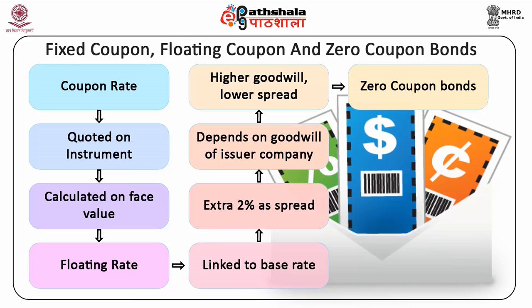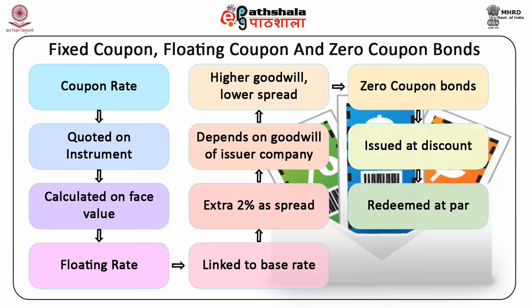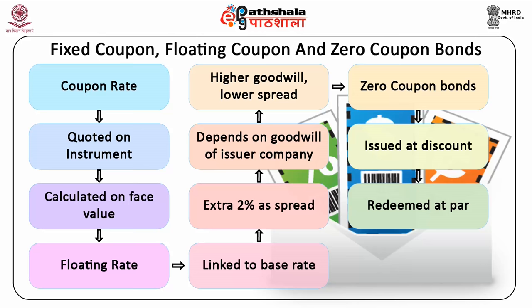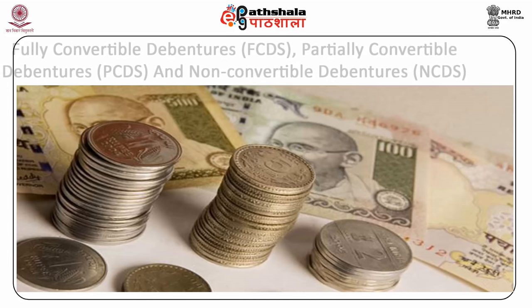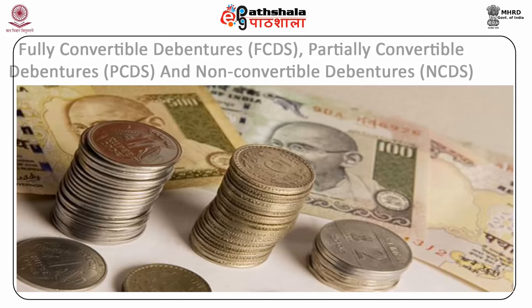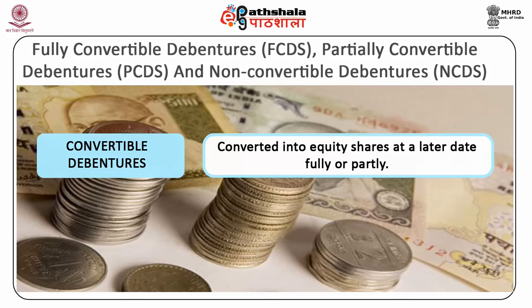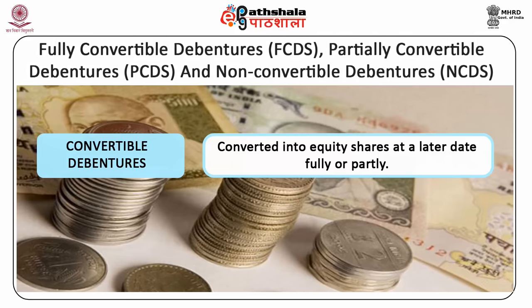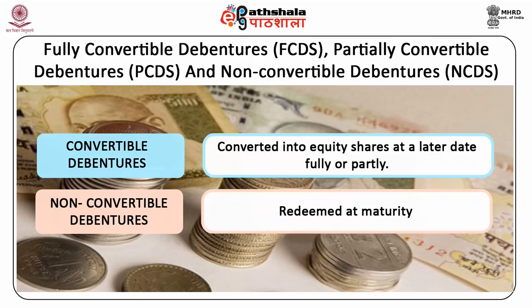In case of zero coupon bonds, no interest is paid during the tenure. They are issued at a discount and redeemed at par. The difference between the issue price and the redemption value denotes the amount of interest to the investor. Now coming on to the fully convertible debentures, FCDs, partially convertible debentures, PCDs, and non-convertible debentures, NCDs. Convertible debentures are the ones that can be converted into equity shares at a later date, either fully or partly. This can be done as per the terms specified at the time of issue of debt. This option is available with the bondholder. The investor will benefit by getting the stocks at a pre-specified price, while the stock actually would have reached a higher value in the market. Non-convertible bonds are redeemed at maturity.